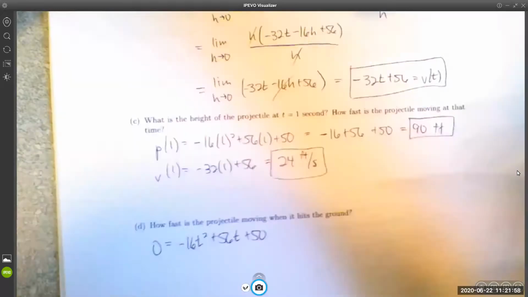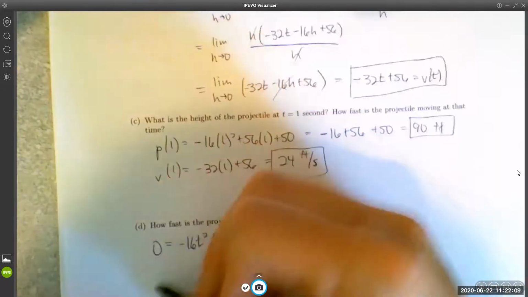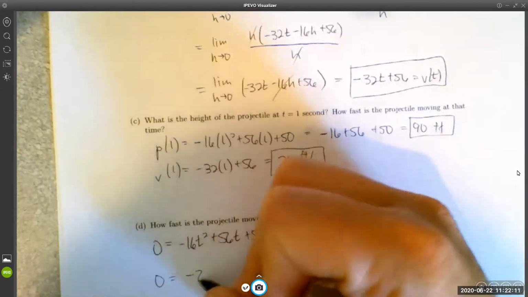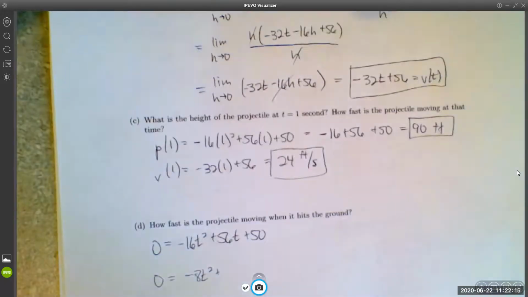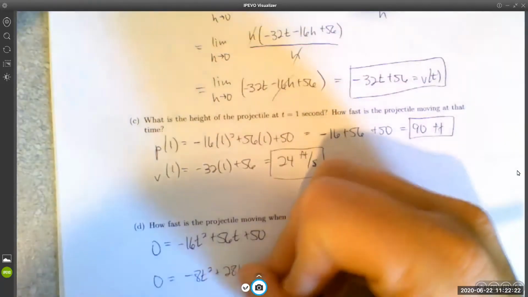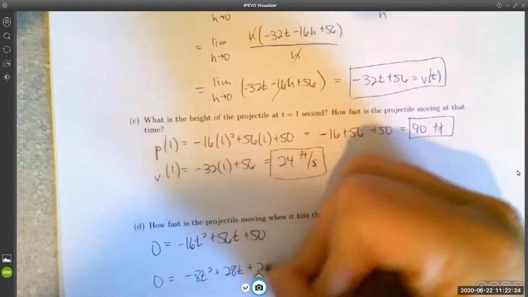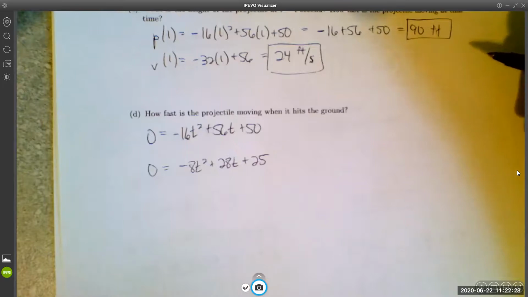Oh, this is kind of nasty, isn't it? I think the best we can do would be to factor out a 2. If I divide through by 2, I get 0 equals negative 8t squared plus, what is 56 divided by 2? 28. And 50 divided by 2 is 25. Oh, man. So then to try to factor that.